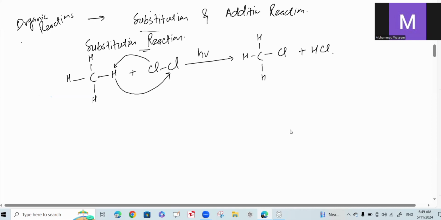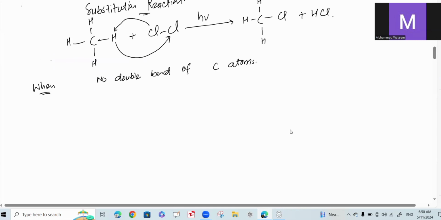So now we are going to discuss when there is substitution. When there is no double bond, no double bond of a carbon atom. Suppose we have a carbon atom, so it can have only single bonds.